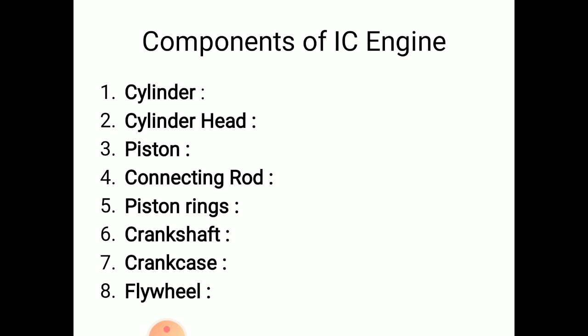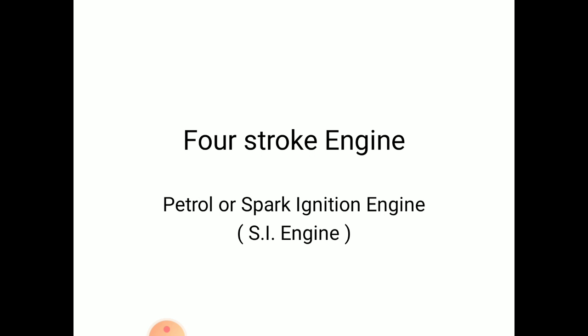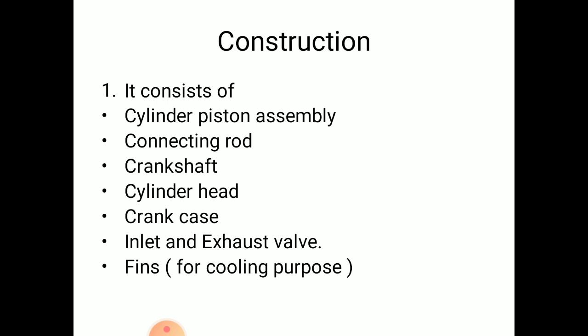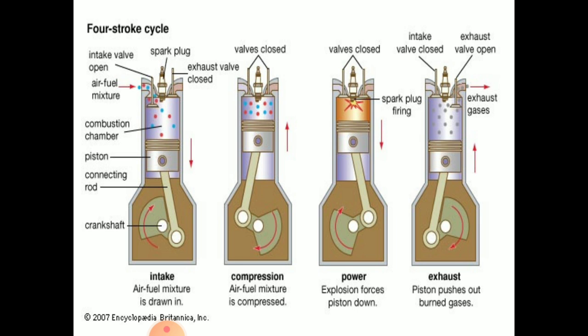Now we will discuss about working of four-stroke engine. First we discuss about petrol engine. Petrol engine is also known as spark ignition engine or SI engine. It consists of cylinder, piston assembly, connecting rod, crankshaft, cylinder head, crankcase, inlet and exhaust valve, and fins for cooling purpose. Here is the construction. You can see in the figure for petrol engine.